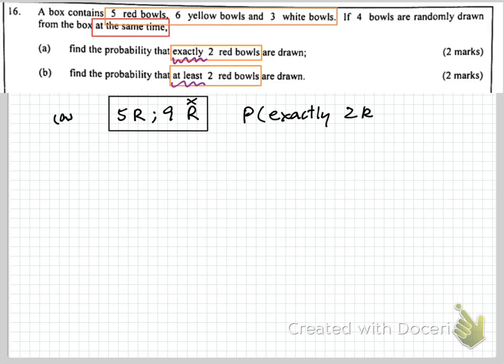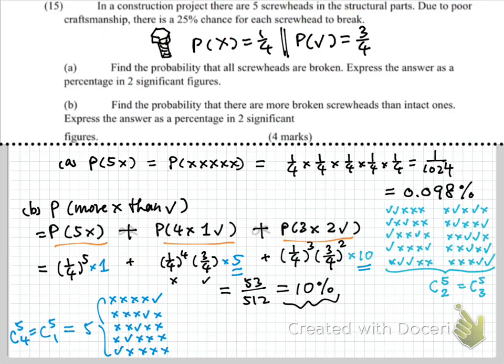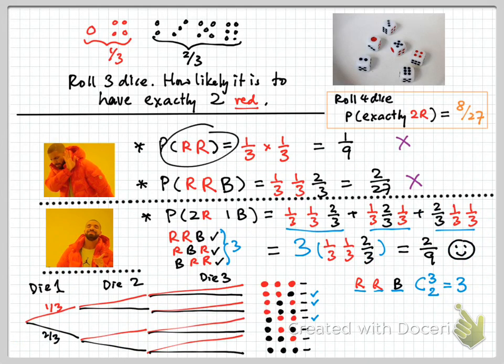2 red will be 2 red, right? Red and red. So the first red is 5/14. The second red is 4/13, right? Now that would be wrong. That would be the first mistake here. Let me recall. That would be the first mistake here. Okay, it's not like that.